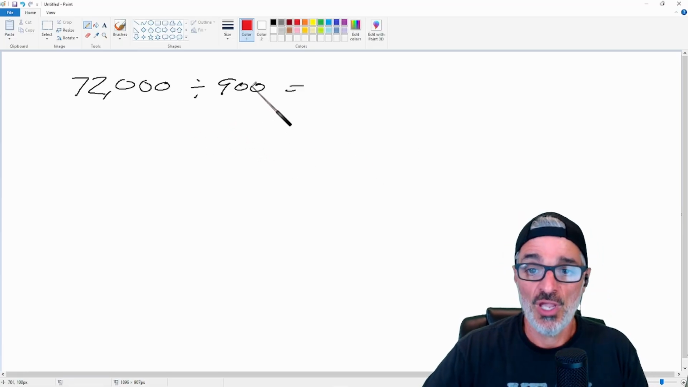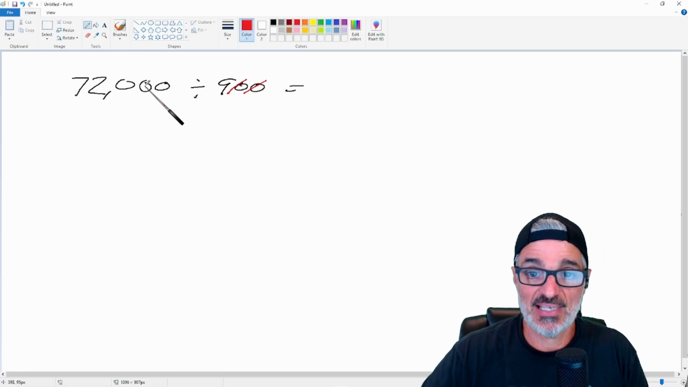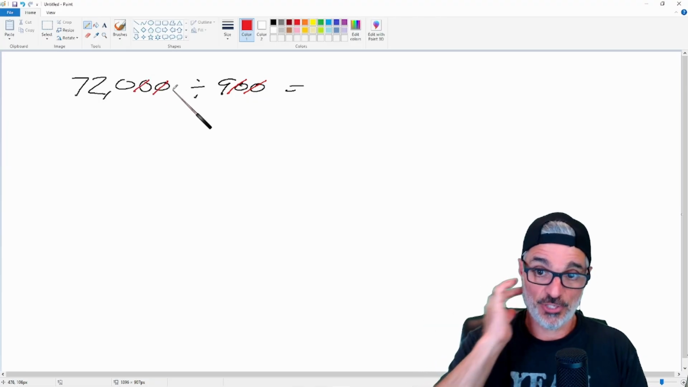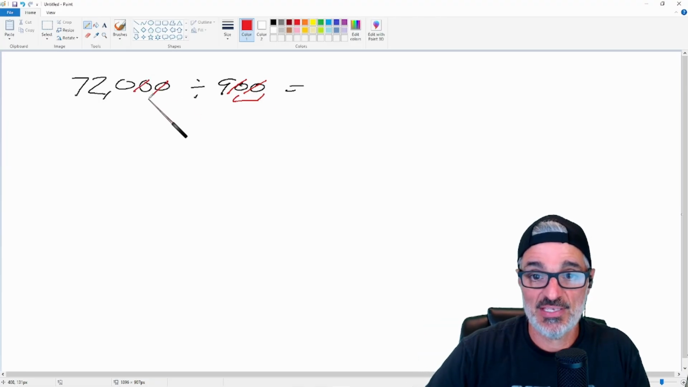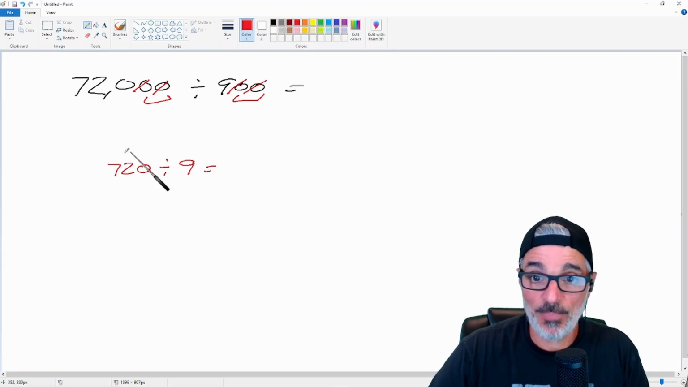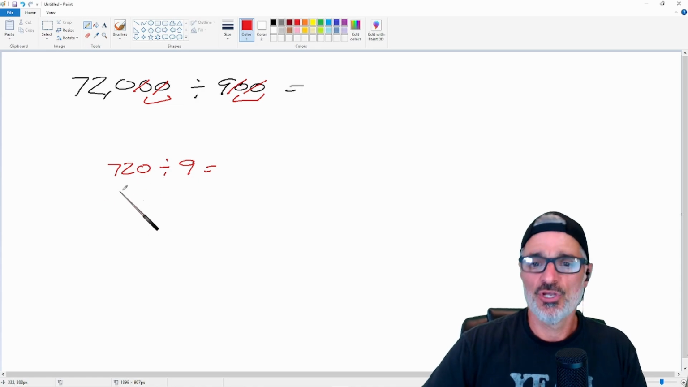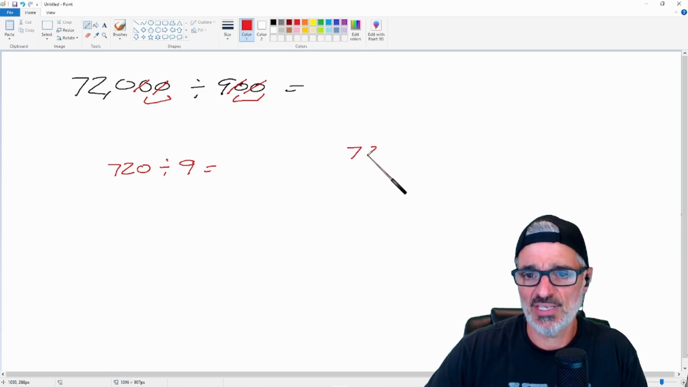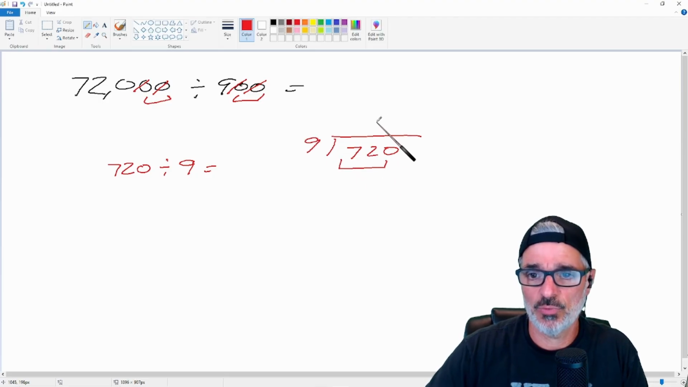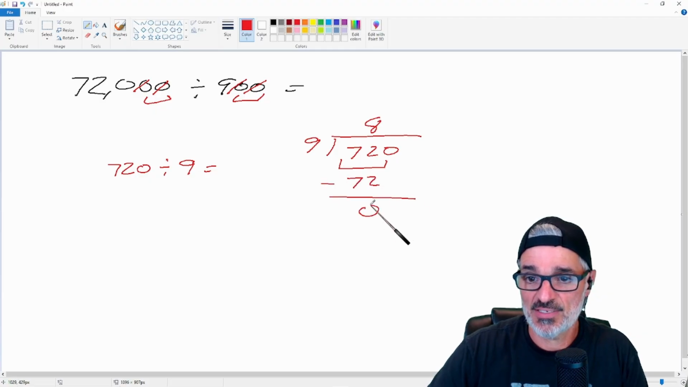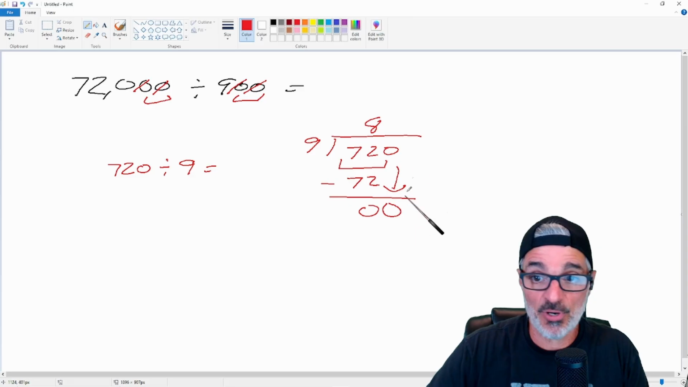All right, so same rule. I take these zeros out because they cancel each other. These two zeros cancel these. And what am I left with? I'm left with 720 divided by 9. This simple division is going to give me the answer to this more complex division because I apply the rule. So this is a simple division that we can do with the algorithm. 720 divided by 9. Put these two together and that would be 8, because 8 times 9 is 72. Now I subtract, I drop the 0, and remember, you're not done here.